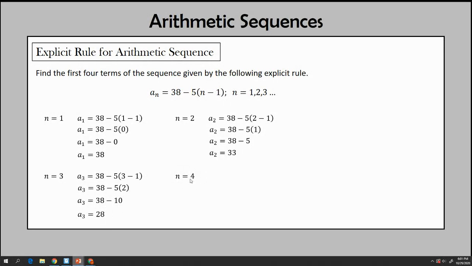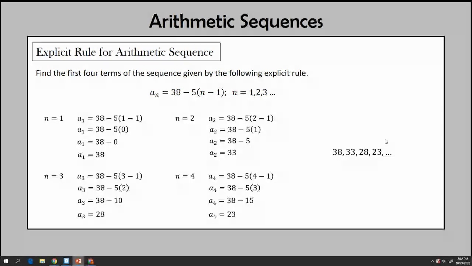And then the fourth term of the sequence is when I let n equal 4. So put 4 in place of the n's here and here. So this a sub 4 is the fourth term of our arithmetic sequence, and this will tell me what it is. So it's 38 minus 5 times 3, 38 minus 15, 23. So the first 4 terms of this sequence are going to be 38, 33, 28, 23.